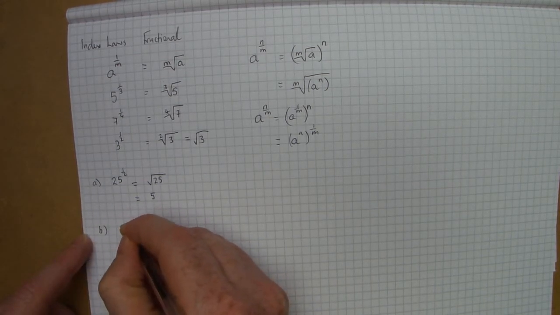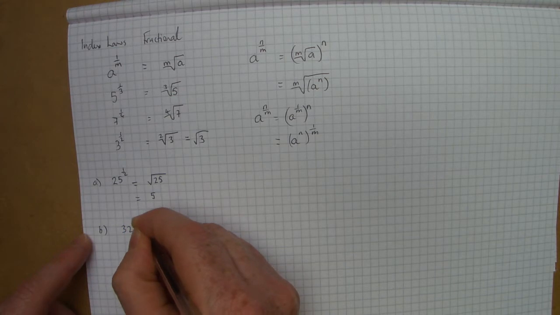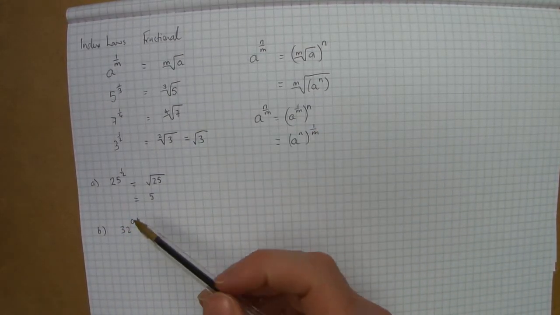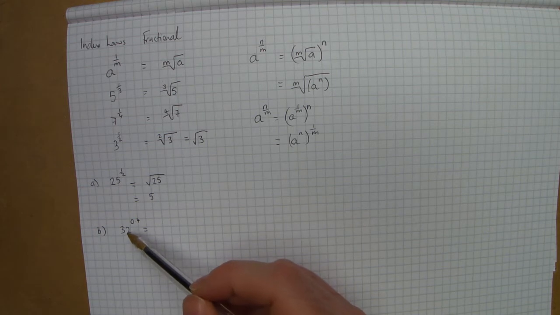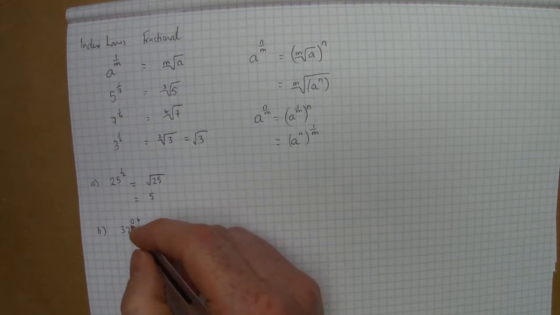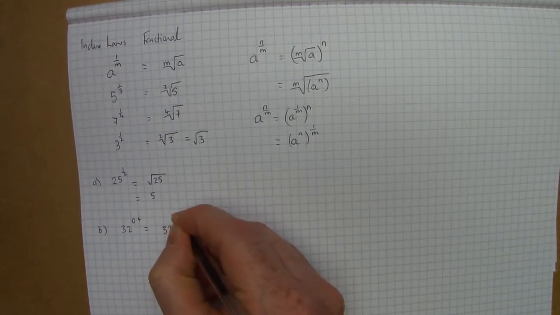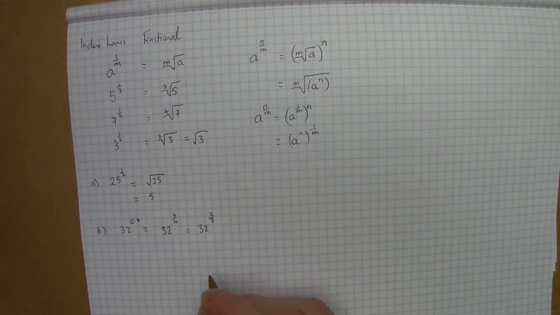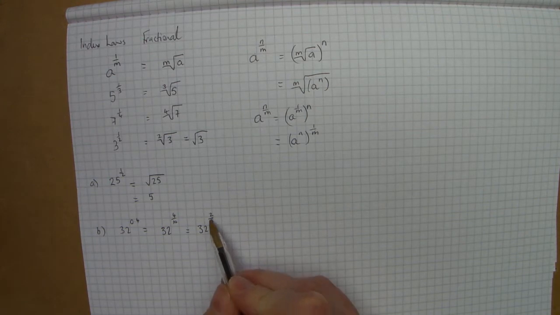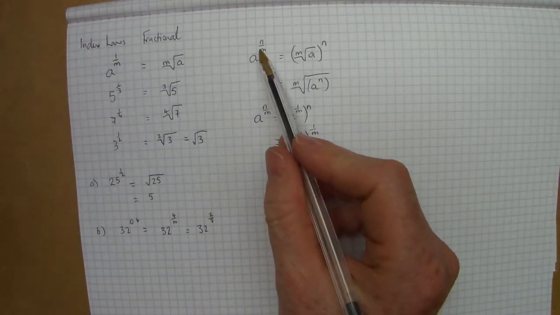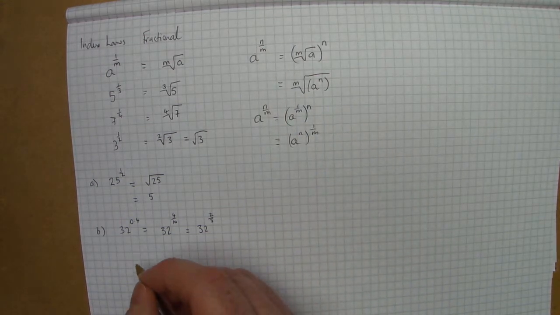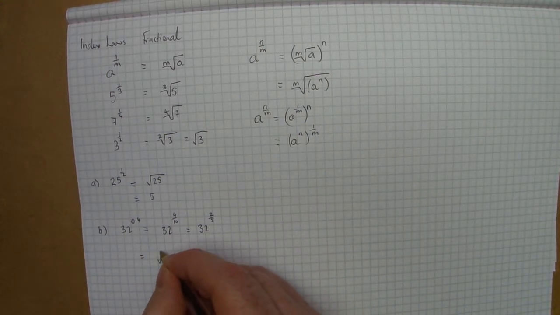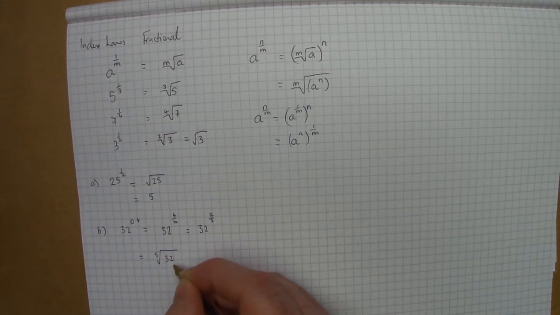Part B, we've got 32 to the power of 0.4. Now sometimes these fractional rules can be used for decimals, and the way we do that is we express 0.4 as a fraction, and we know that to be 32 to the power of 4/10, which simplifies to 32 to the power of 2/5. So we've got a base number of 32 raised to the power of 2/5. That's going to be of the form a to the n over m. So that's going to give us the 5th root of 32 raised to the power of 2.